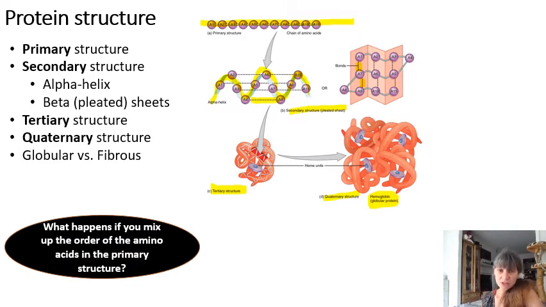Here's an important question. What happens if we mix up the order of the amino acids in the primary structure? If the order of amino acids gets mixed up, that's going to affect the structure of the protein, and that can cause a problem in the function, because remember, structure and function are interdependent. So if the structure is mixed up or messed up, then potentially that could cause misfunction in the human body.